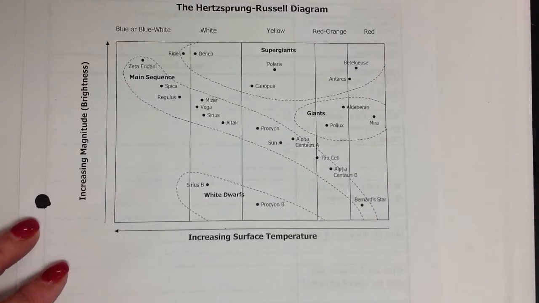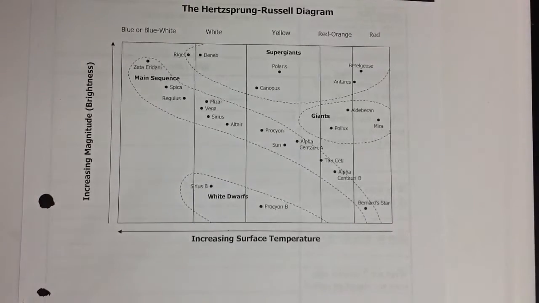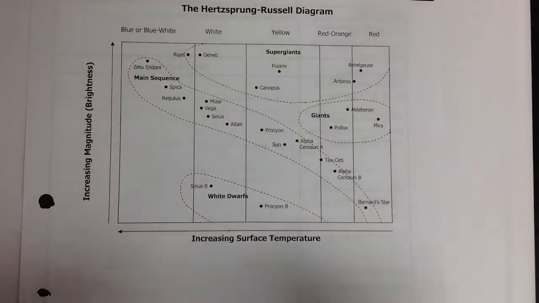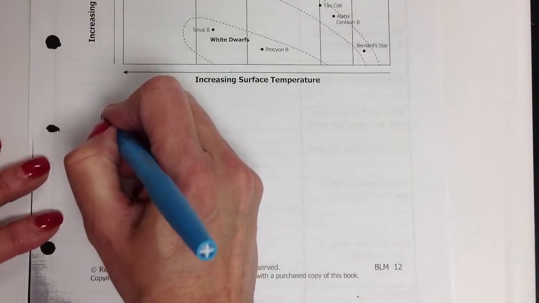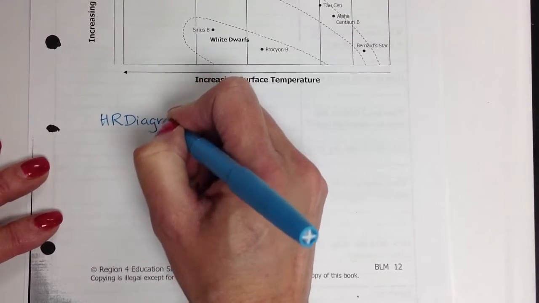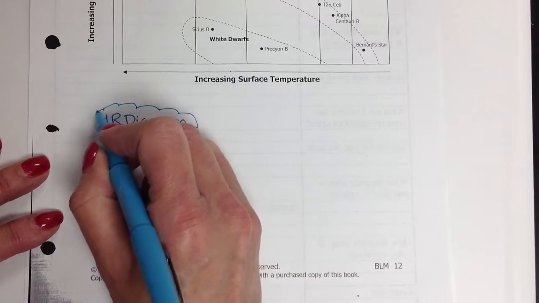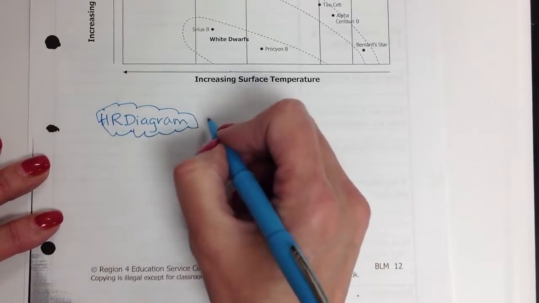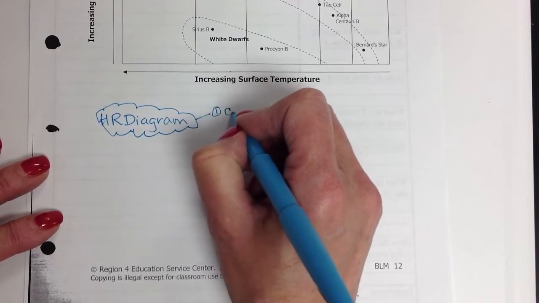Alright, so this is a workshop on the HR diagram. We're going to take some notes at the bottom first, and then we're going to return to the diagram and elaborate on it as well. So first of all, as you should already know, the HR diagram classifies stars based upon two factors. What are those two factors? Well, if you said color or surface temperature of the star, you're correct.